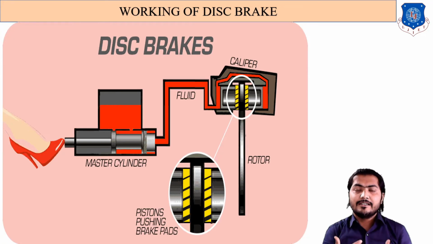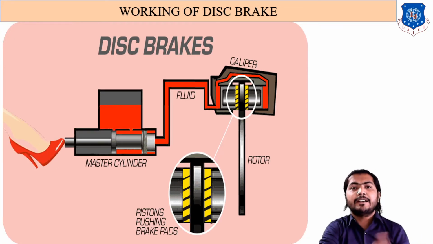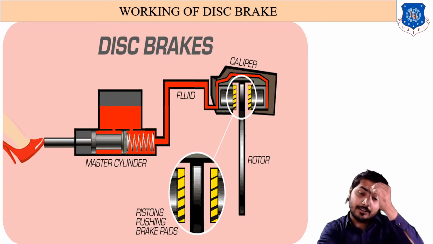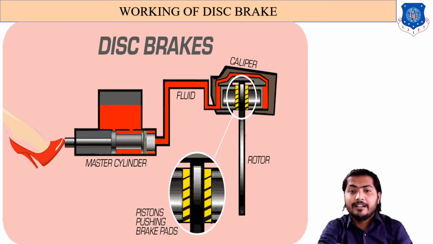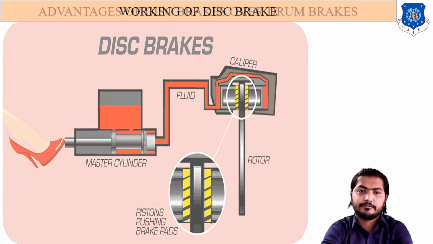Whatever friction is induced, the kinetic energy is converted to heat energy, and that heat is dissipated through the vents provided on the disc. Discs are of two types: a rotor type, fully solid disc, or a vented type disc. The vented type disc has holes for ventilation of heat.